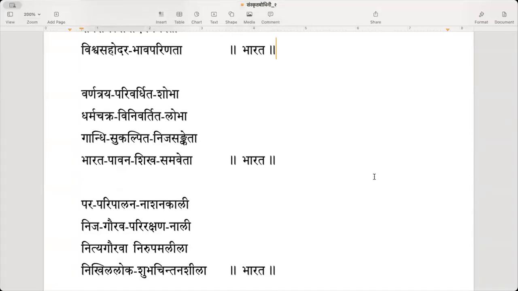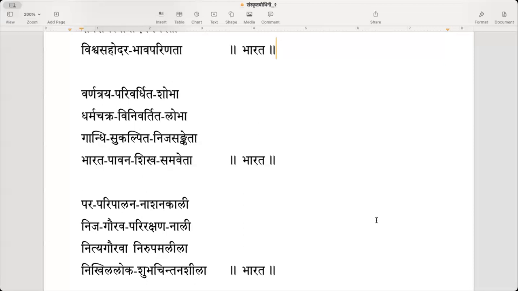Varnatraya Parivadhita Shobha. धर्म चक्र विनिवर्तित लोभा गांधी सुकल्पित निज संकेता भारत पावन शिक समवेता वर्ण त्रय परिवर्धित शोभा. So she is tricolored. Varnatraya Parivardhita Shobha: her beauty has been increased because of the three colors.